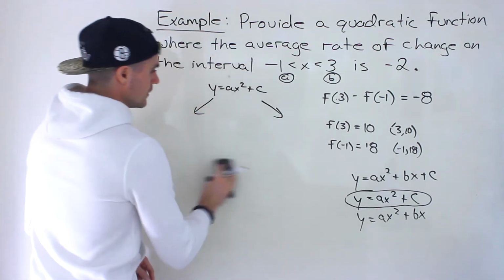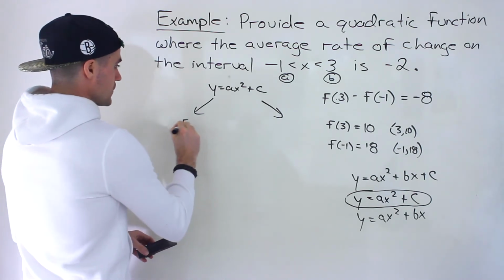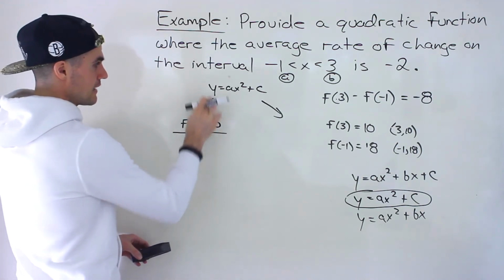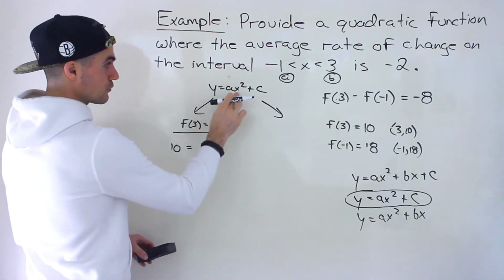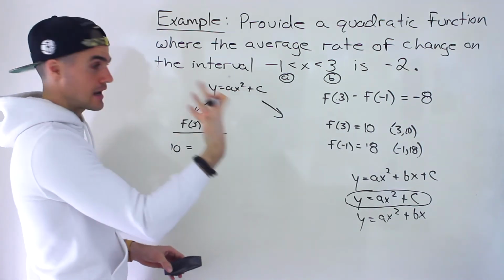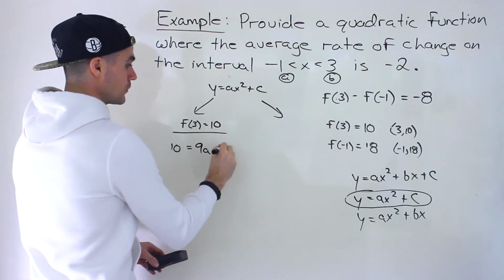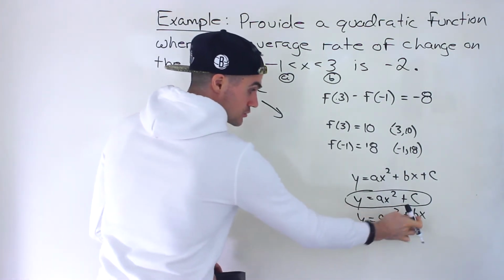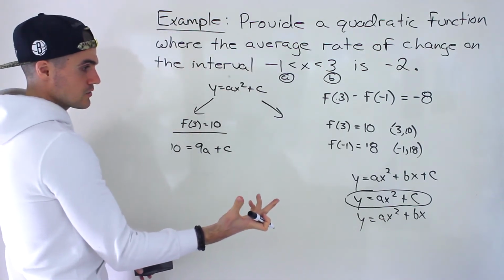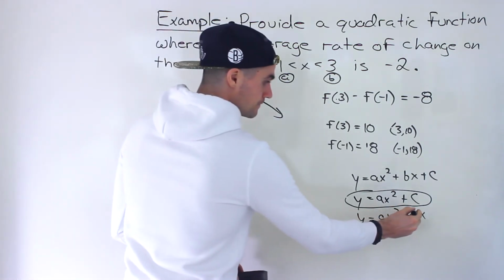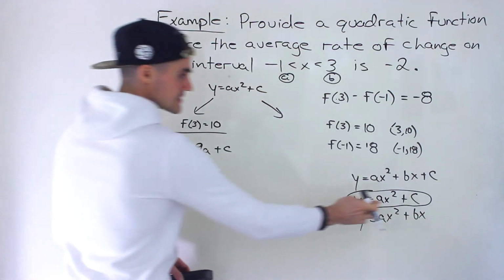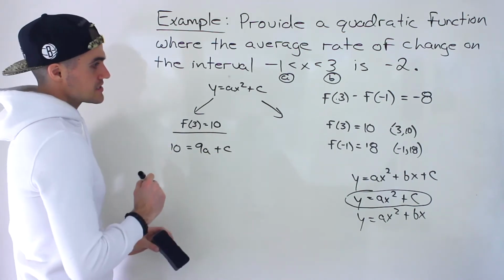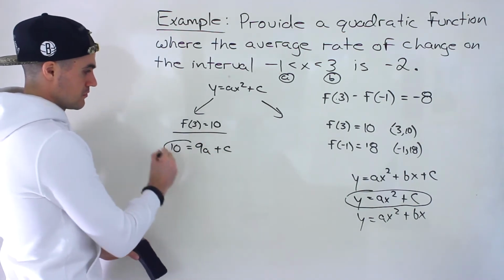So creating the first equation, we'll have f of 3 equals 10, right? And so plugging in 10 for y, and then 3 for x, we'll have 3 to the power 2, which is 9 times a gives us 9a, and then we'll have the plus c. If we use this, we'd have 10 equals 9a plus 3b, right? So there would be a coefficient in front of that b. But I decided to use this format just because we already have the c by itself. And so that's the first equation that we would use.